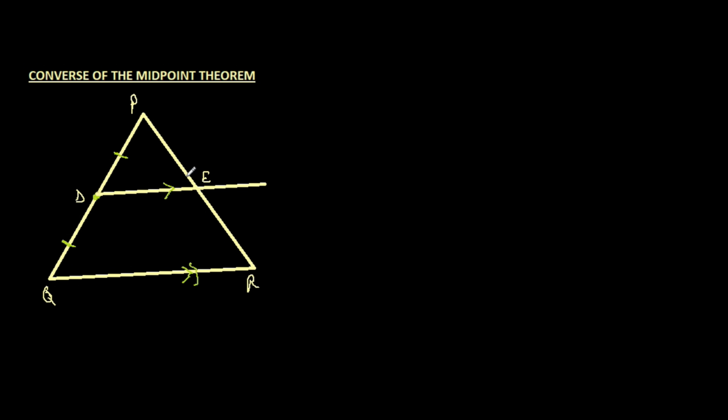And what we have to prove is, so let me write the given once again. So given: PD is equal to DQ. Second thing that we are given is that DE is parallel to QR. And what do we need to prove? To prove that PE is equal to ER, that it bisects the third side. So PE is equal to ER. That is what we need to prove.